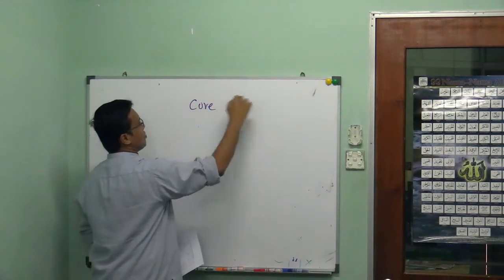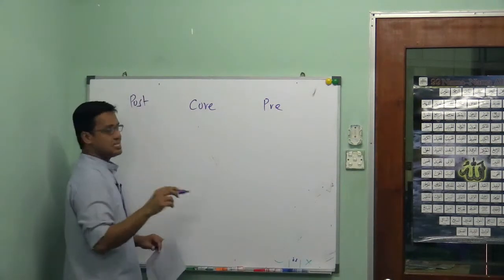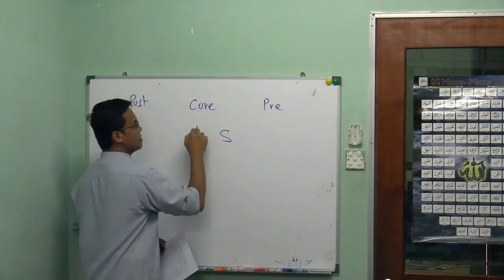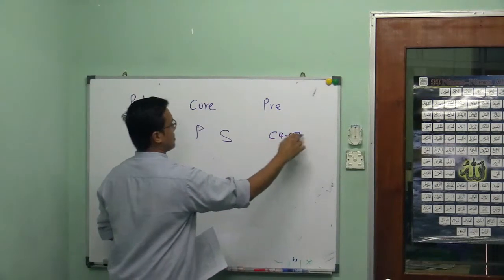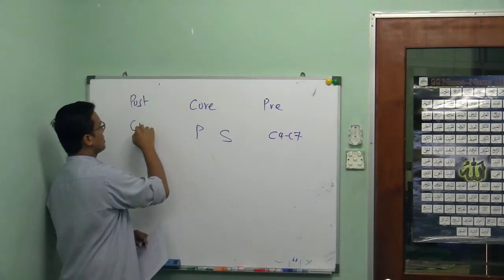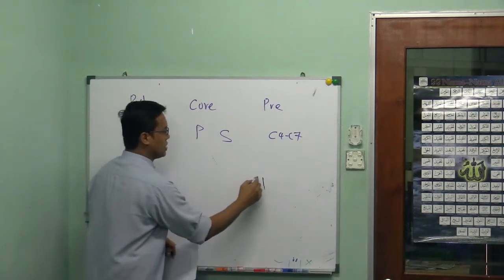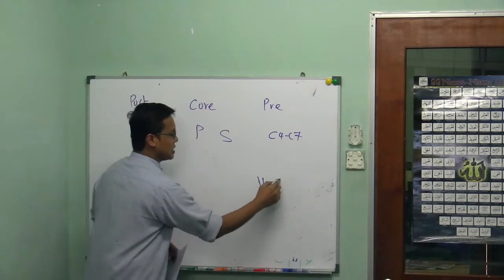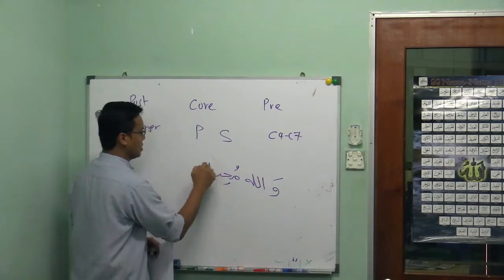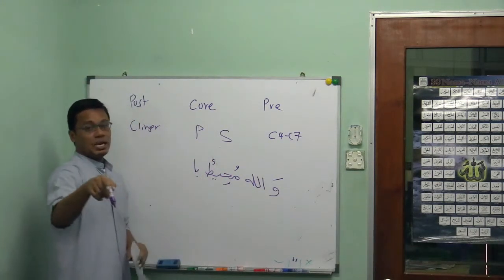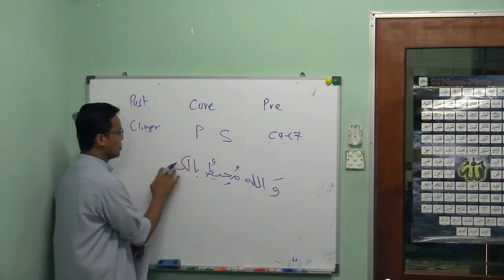So you have a core and a pre and a post. For a nominal sentence, that is always an S and P, okay? Pre will be C4 to C7, post will be the clinger. Okay, now look at Allahu muhitun. Actually it's originally wallahu muhitun bil kafirin. The meaning I have written for you, so you no need to refer to your hack book.